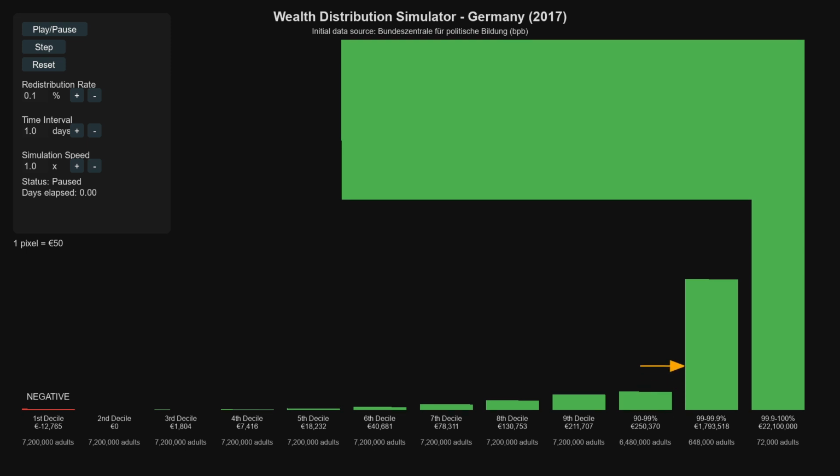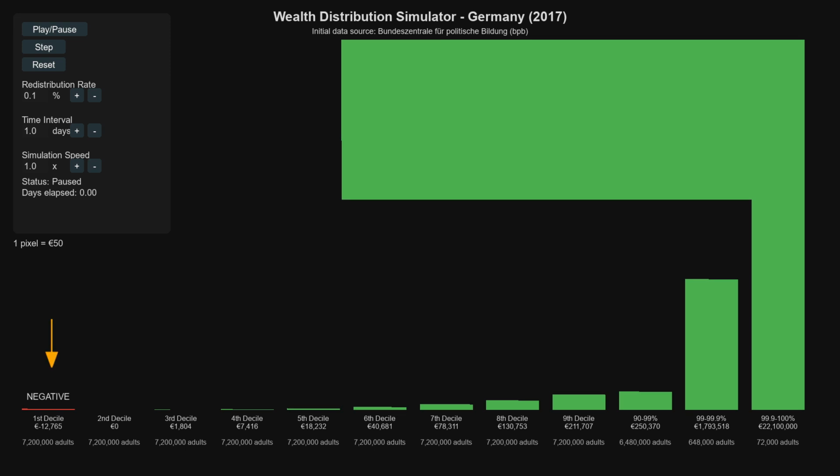The taller the bar, the wealthier are the people in that group. In this diagram, each green pixel represents 50 euros. And notice the first bar on the left, it's red because it represents negative wealth, people who owe more than they own. Look at the wealth differences.